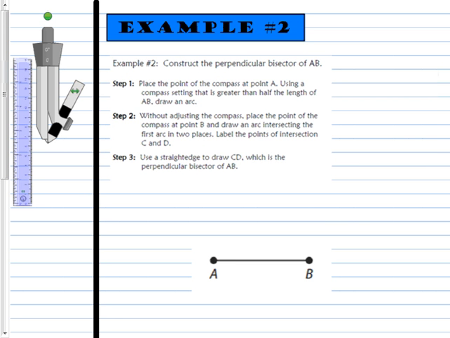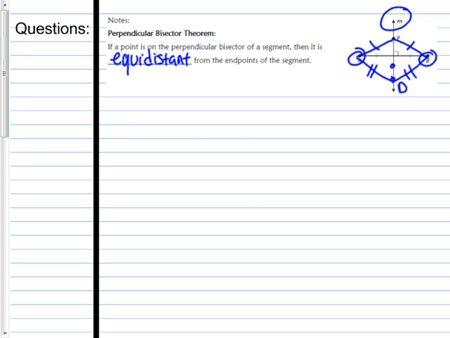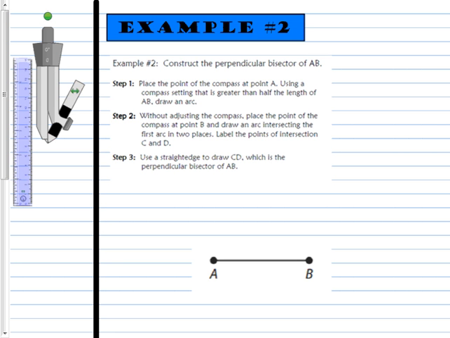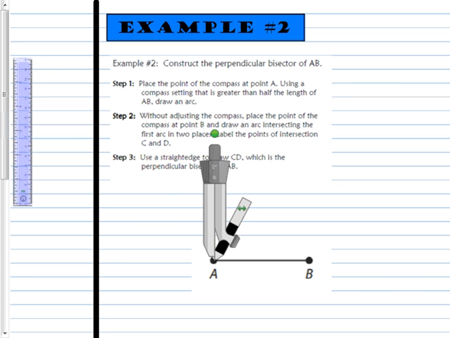Example number 2. We're going to construct the perpendicular bisector of AB. So we're basically making what you see right here, minus obviously the markings. Okay, we're going to make the bisector. So we have a line, just like they had AB and they drew M. We are making the perpendicular bisector. So the first thing that you have to do is place the point of the compass on point A. So if you don't have your compass today, you need to get it out, because you will definitely need it.